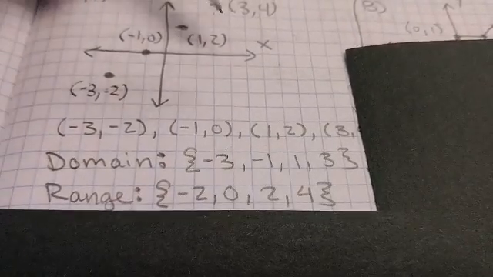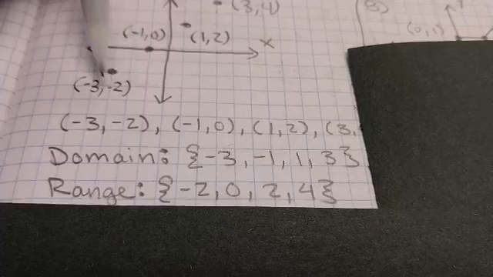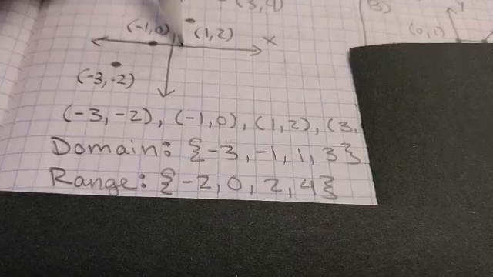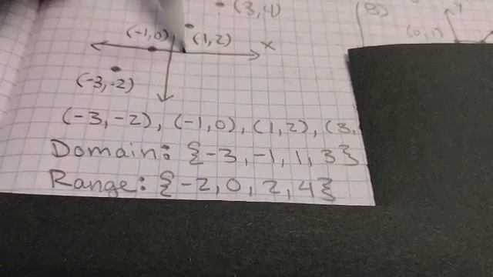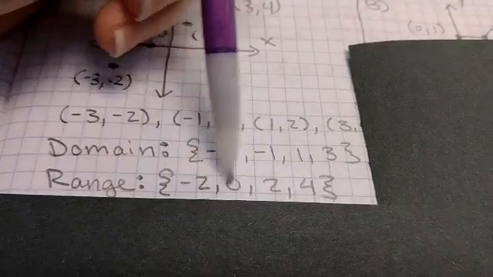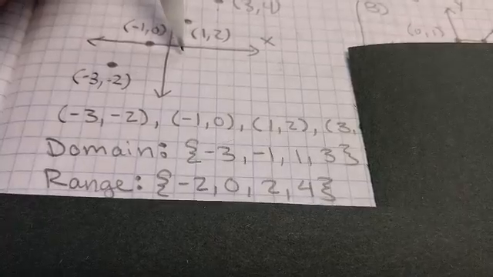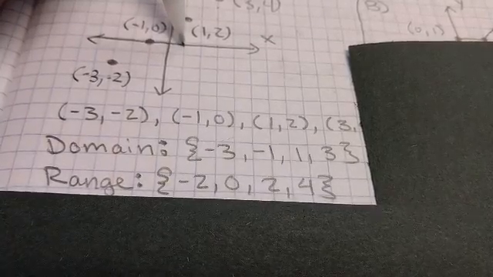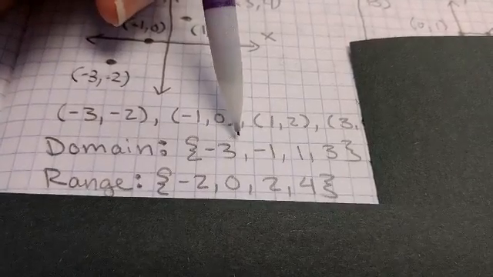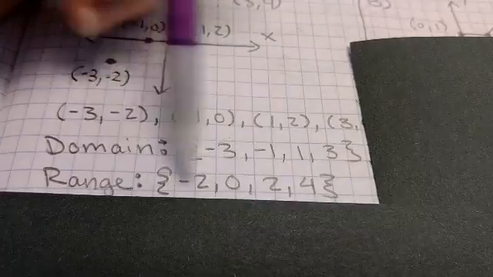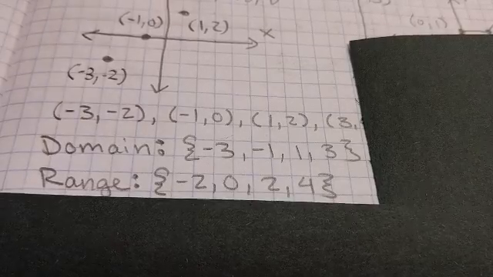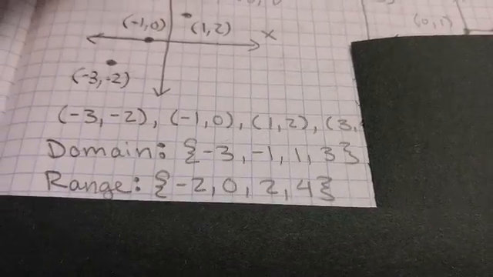Now, if there's a case where one of your numbers is repeated, for instance, if we had a dot right here and our y value was repeated, we just have to write it down once. So I would still write this as my range, even though I had two dots that had y equals 0 as their coordinates. So my domain might have a different number of terms than my range does. And that's okay. Sometimes you have repeats, and you don't have to write the repeats down if you don't want to.